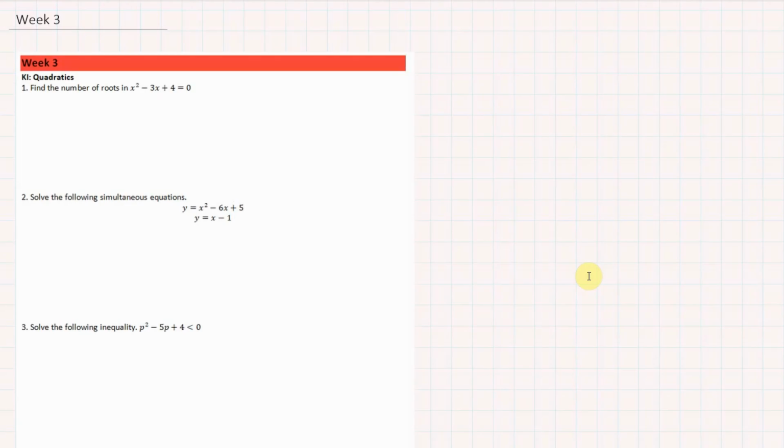Okay, let's see how we go with this. The first question we have today is: find the number of roots in this equation, x squared minus 3x plus 4 equals 0. So we're going to use the formula b squared minus 4ac, which is the discriminant.